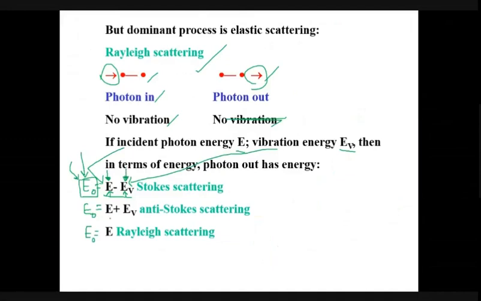Now, in case of anti-Stokes scattering, this is the energy of the photon that is released. This is the energy of the incident photon. Now, the incident photon has less energy than that of the outgoing photon. So it has gained the energy. From where has it gained the energy? It has gained the energy of vibrations of the molecule. So it is EV. In case of Rayleigh scattering, the incident energy and the scattered energy, both of them are the same. Chaitanya, do you understand now? Okay. Any other doubts? Anybody?